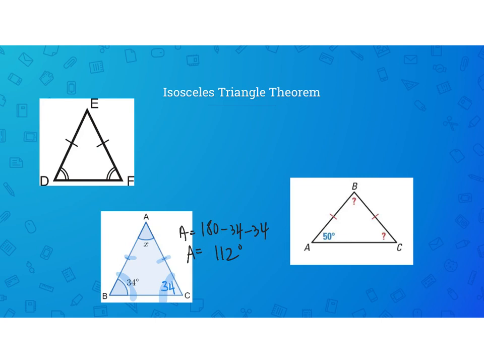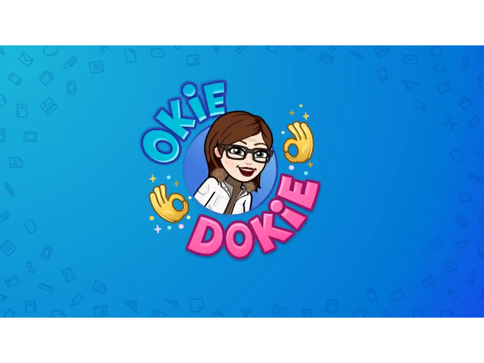Alright, similarly on this one, we know if this side equals this side, then angle A equals angle C, so this is 50. I know the whole triangle is 180, so B is equal to the 180 take away each of those 50s. So B equals 80 degrees. Okie dokie, that's all for now.